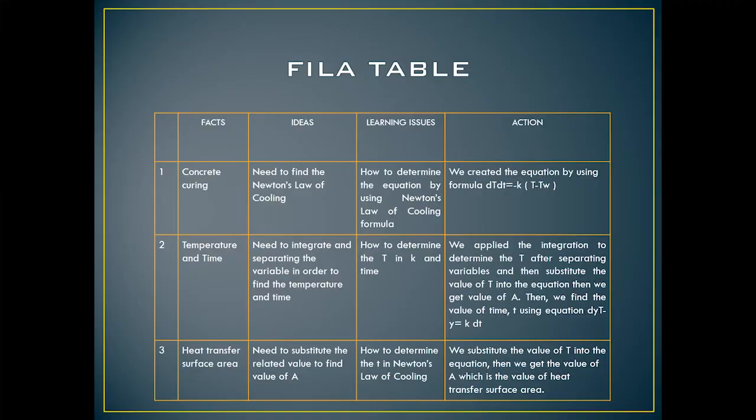Since all desirable properties are improved with curing, the period should be as long as practical. For most concrete structures, the curing period at temperature above 5 degrees Celsius should be a minimum of 7 days, until 70% of the specified compressive or flexural strength is attained. The period can be reduced to 3 days if high early strength concrete is used and the temperature is above 10 degrees Celsius. And for the Villa table, we prepared 3 facts with ideas, learning issues, and action.